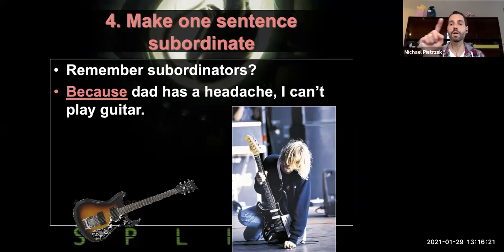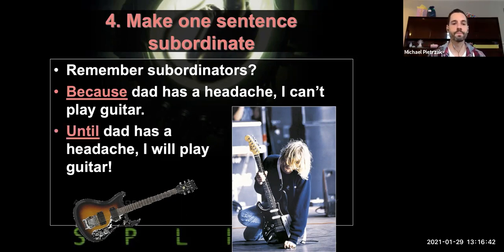Now we can keep that comma there. It's not a comma splice because we put "because." If it was just, Dad has a headache, I can't play guitar, now we've got a problem. But with "because," it's like if this, then that, because this happened, right? So it's a two-part statement, a two-part thought. Because Dad has a headache, I can't play guitar.